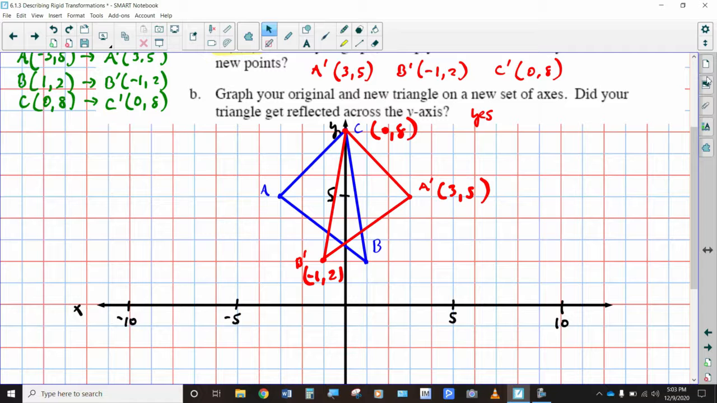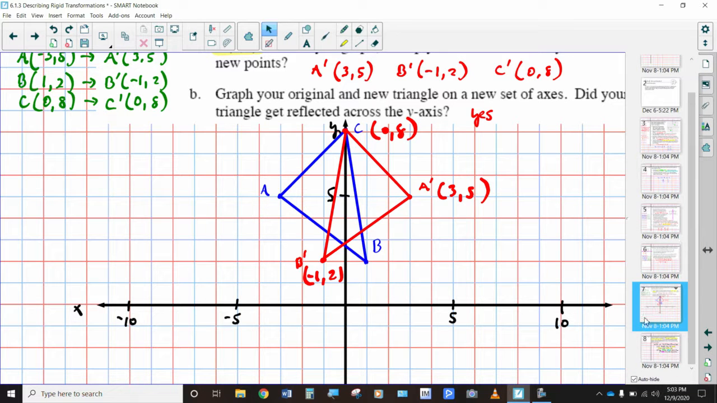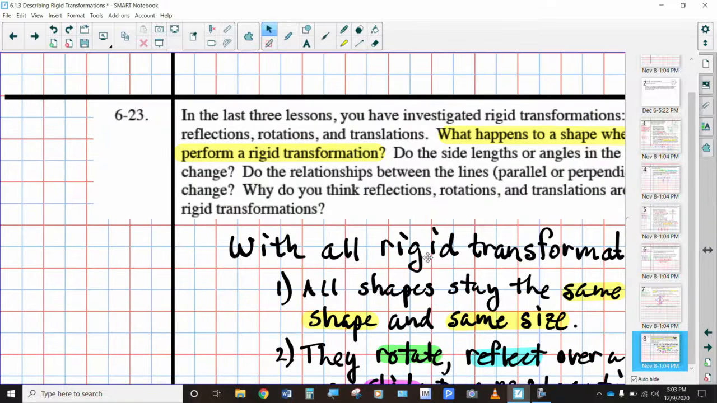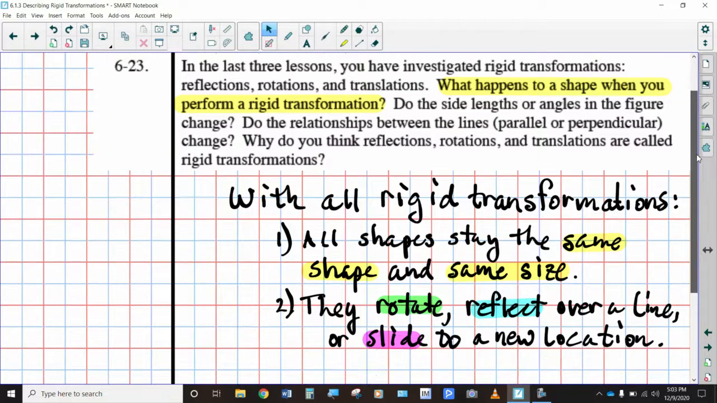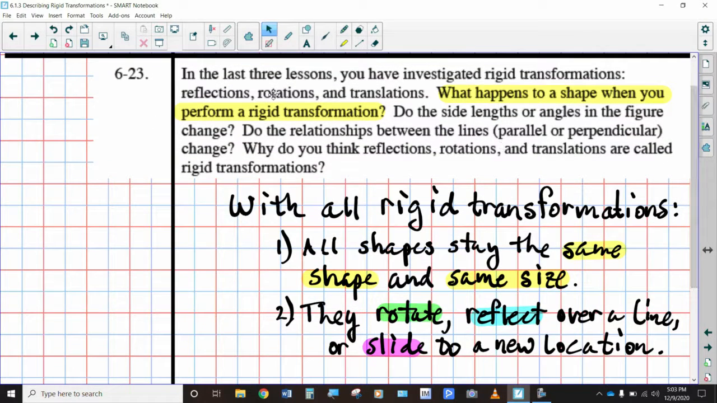How many more do we have to go here? No, we got 1 more. All right, so this is just something for you to record into your journal. No more problems to solve. In the last 3 lessons, you have investigated rigid transformations. The key is on rigid, which means unchanging. These are reflections, rotations, and translations.